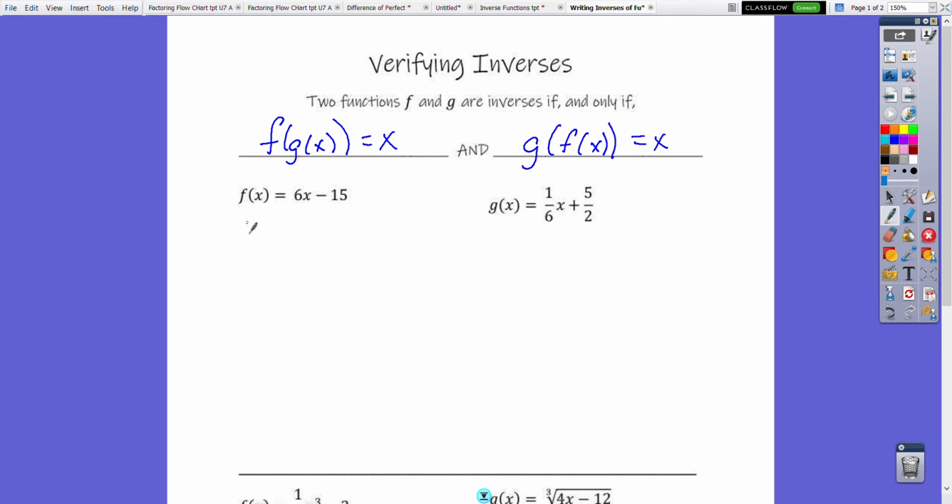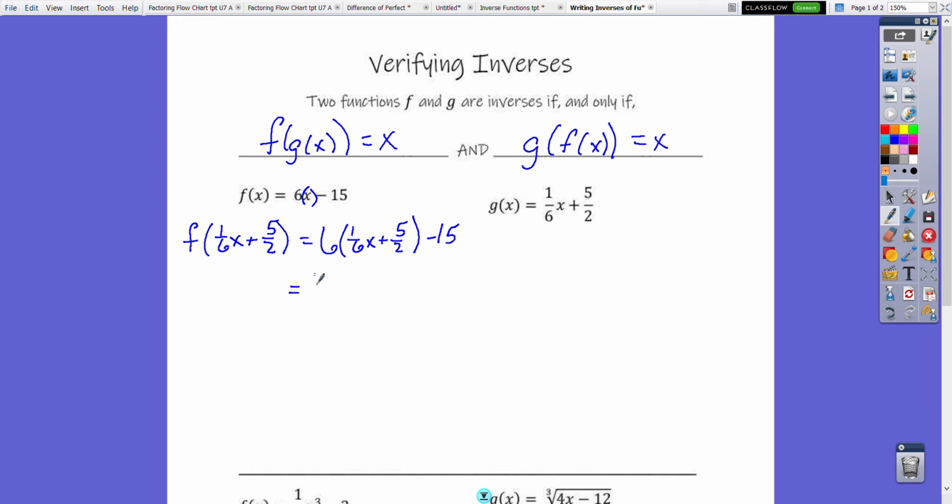So I'm going to start with my f of x function, and I'm going to plug g of x into that. So f of g of x, and g of x here is 1/6 x plus 5/2. So I'm just going to plug g of x in for x, and I like to put parentheses around my x so I know where it's going. So I have 6 times 1/6 x plus 5/2 minus 15. Can't forget about that minus 15 because this is only taking up the x spot.